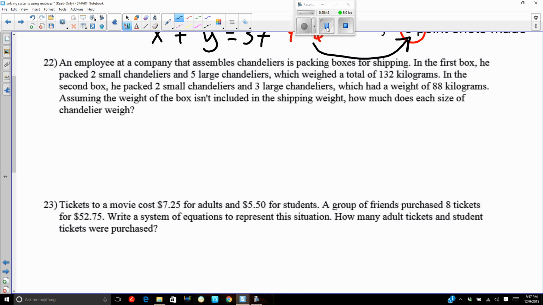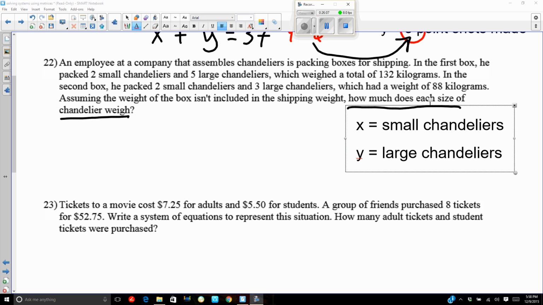Identify your variables, just like we did in the last problem. Find your question. The question is, how much does each size of chandelier weigh? So when it says each size, that must mean there are 2 different sizes, which is good because we need 2 different variables for this problem. All right, so I found that X is the small chandeliers and Y is the large chandeliers. Those are the 2 different types of chandeliers.